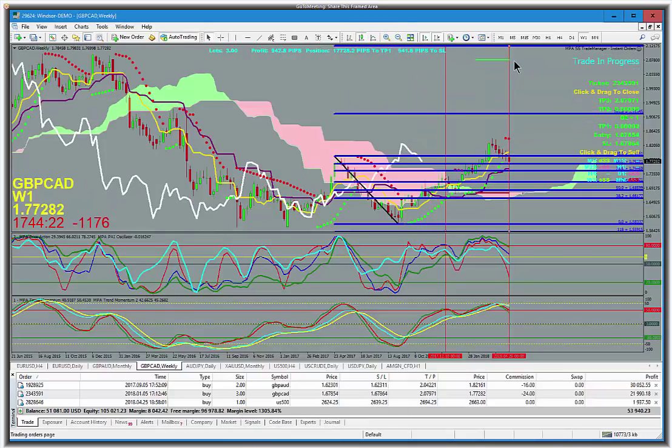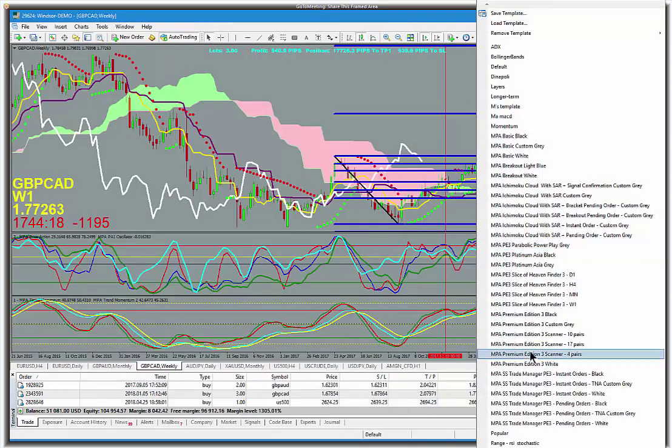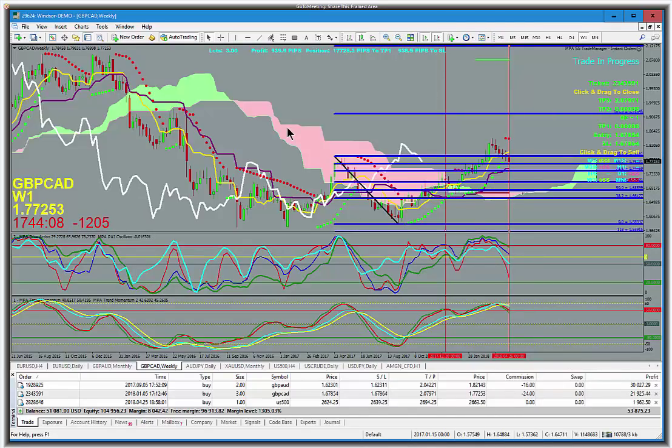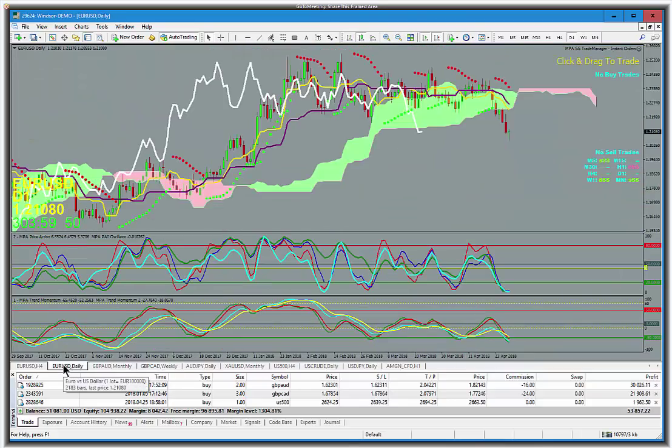Based on that, we have numerous templates. This is for traders' convenience. Whether you like soup to nuts or you like just the minimal indicators on a chart, there's something for everyone within all of these different templates. And again, they're there for convenience. All I've got to do is highlight the one and I can change the template.